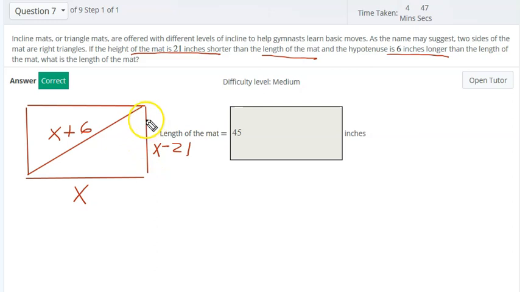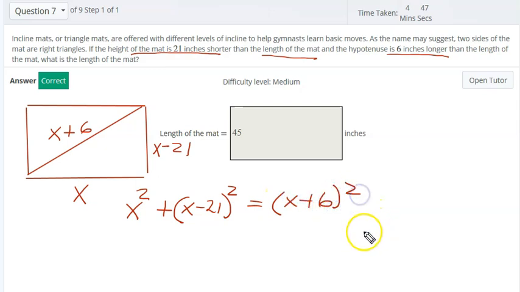Now what they want is the length of the mat. So you're solving for x here. So it would be x squared plus this length, x minus 21 squared, will equal the hypotenuse, x plus 6 squared. Now, when you do all of that and bring everything over and solve for x, you get the length is 45.